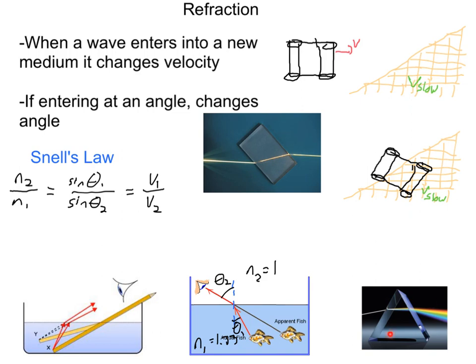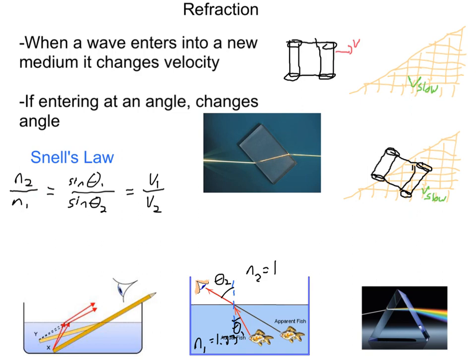change in velocities. Refraction's also what causes this dispersion effect with light whenever it enters into a new medium. The reason for that is the refractive index, N2 over N1, is actually different for each wavelength of light. So whenever you have different wavelengths, they might bend more or less.